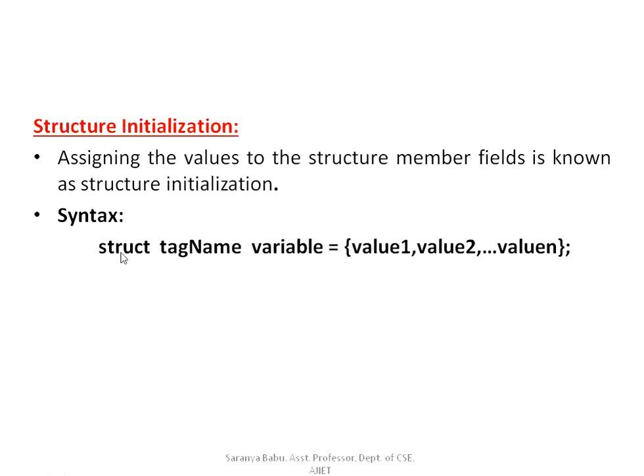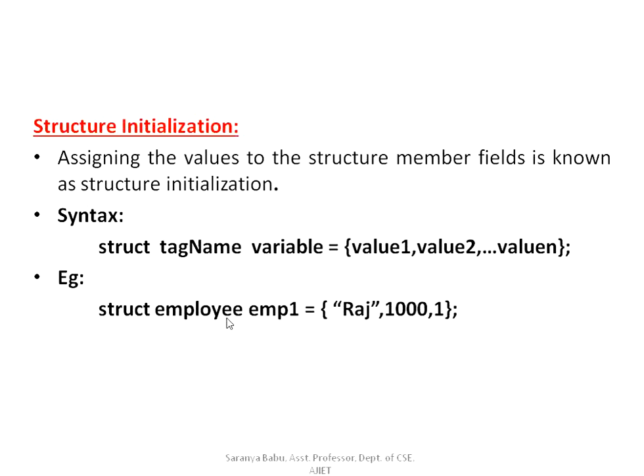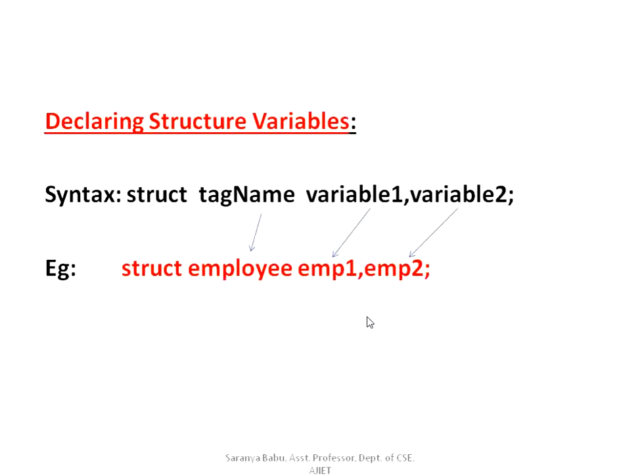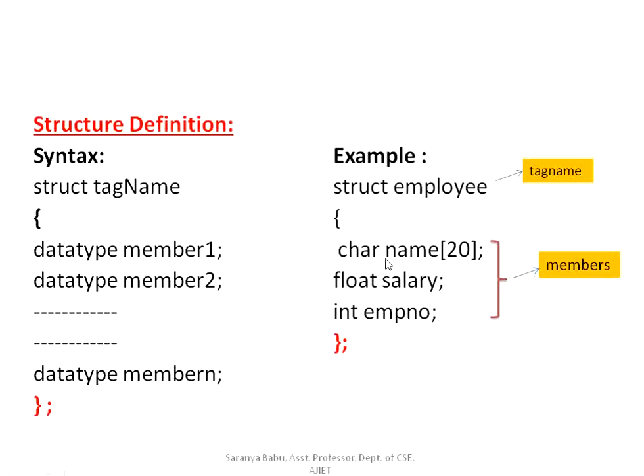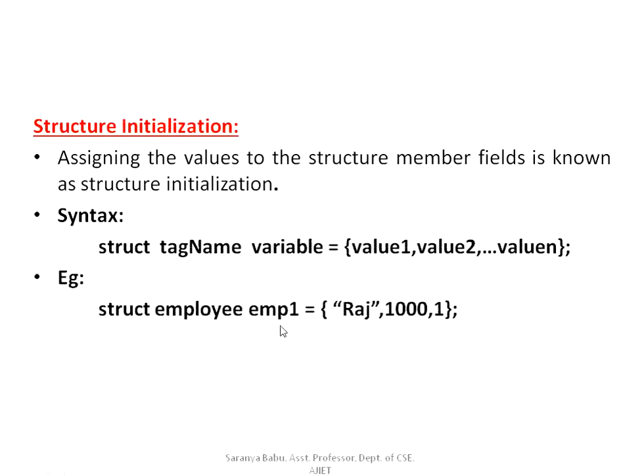In the same way, for the structure variable and structure members, this is how we assign the values. For example, struct employee EMP1 is equal to... just tell me, in the structure definition I had given, which are the members that we have? Struct employee was the tag name. Let EMP1 be the variable. Which are the members? Name, salary, employee number. So how do you initialize the values to it? Struct tag name is employee, variable is EMP1. First was name, right? Name is always a string; a character array means it is a string.